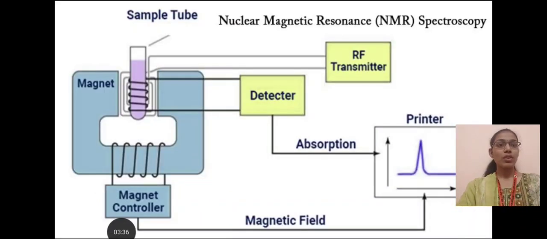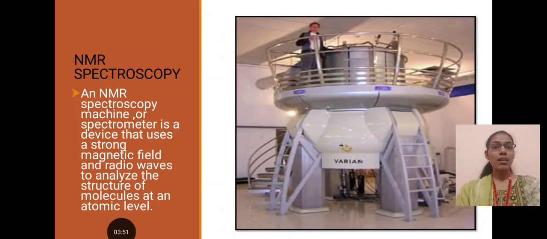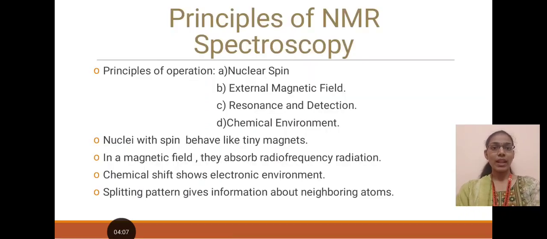This is the structure of the nuclear magnetic resonance spectrometer: magnet controller, magnetic field, printer, absorption detector, RF transmitter, sample tube. These are the main parts of the nuclear magnetic resonance spectroscopy. Next, an NMR spectrometer is a device that uses a strong magnetic field and radio waves to analyze the structure of a molecule at an atomic level, known as NMR spectroscopy, and this is the diagram of the NMR spectroscopy.